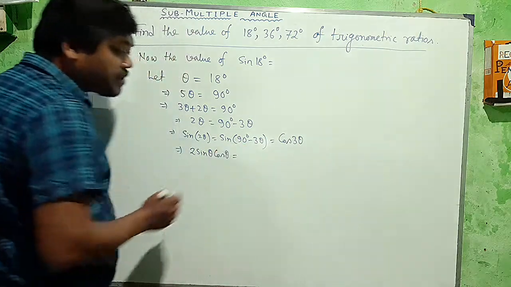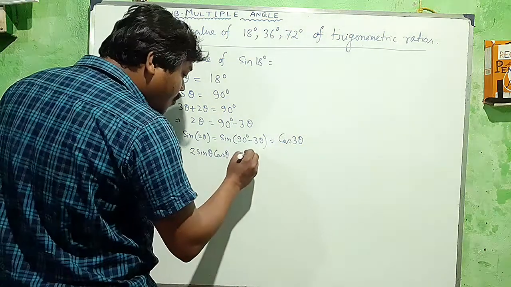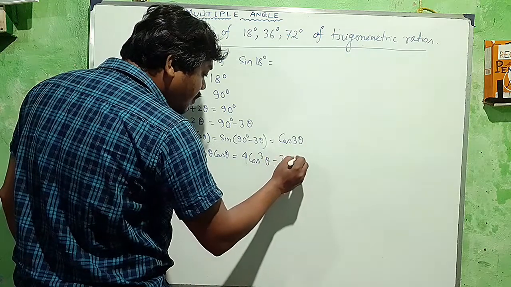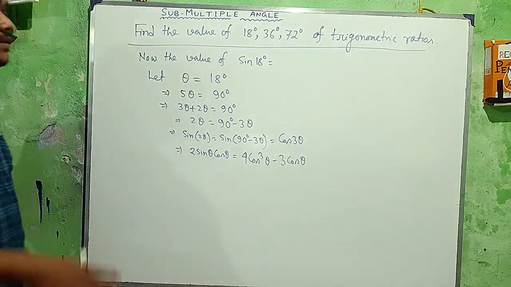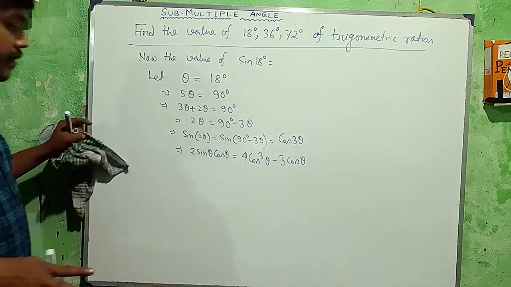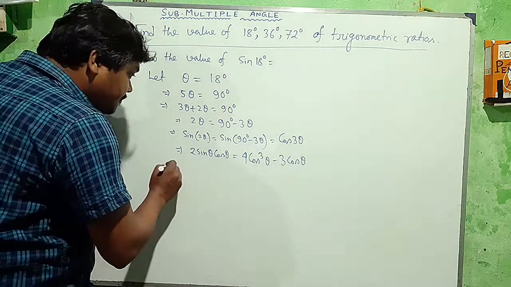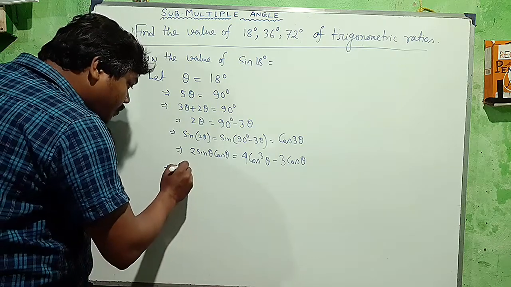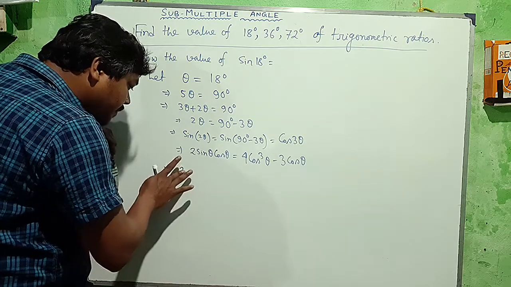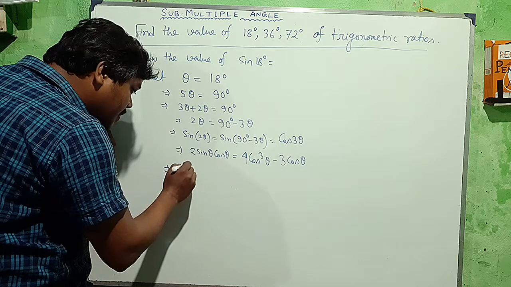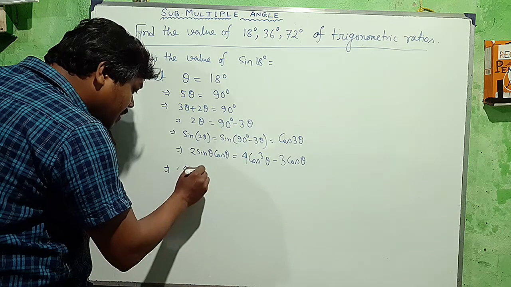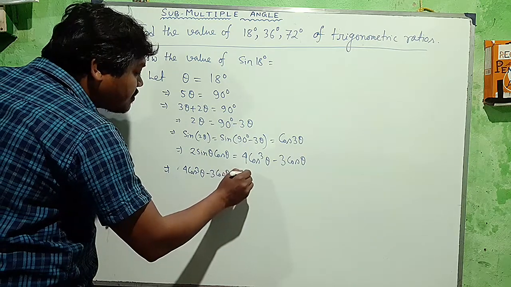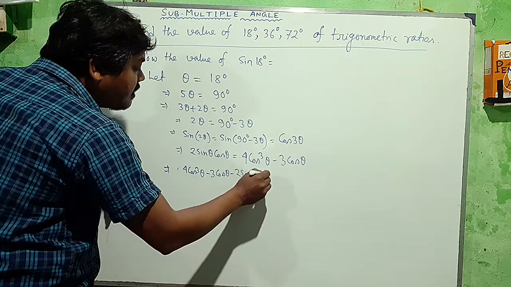What about the formula for cosine 3 theta? That gives 4 cos cube theta minus 3 cos theta. We have already done the formula. Okay? Clear? So 4 cos cube theta minus 3 cos theta minus 2 sin theta cos theta equals 0.